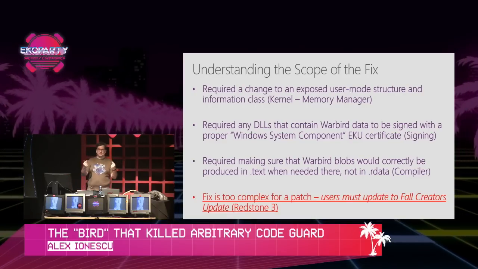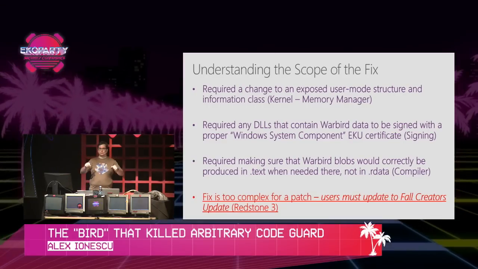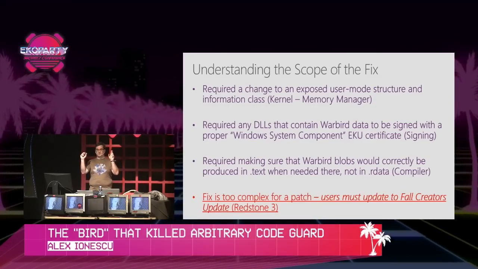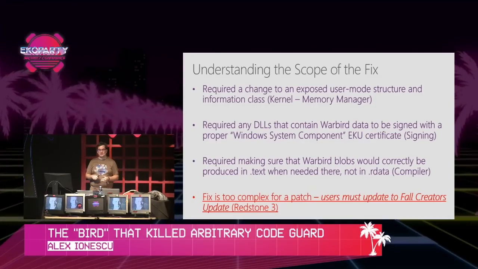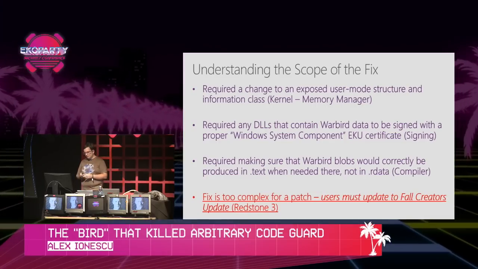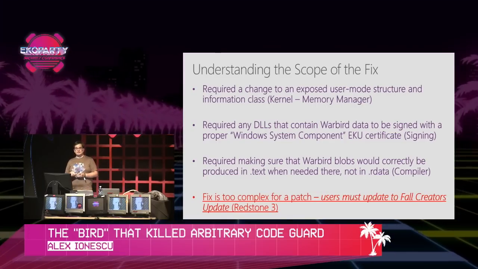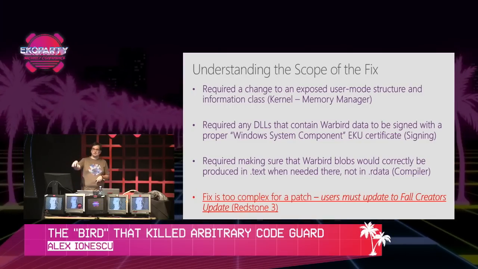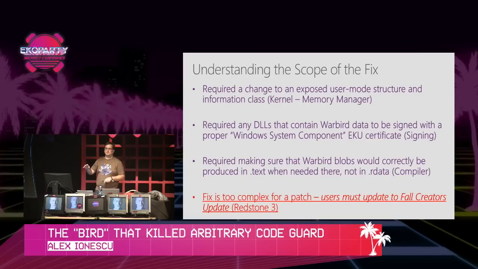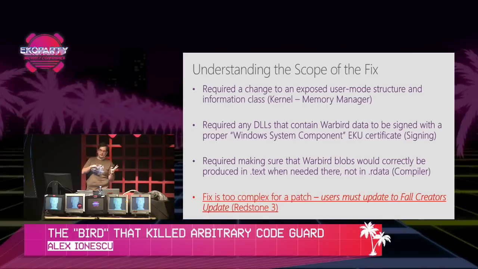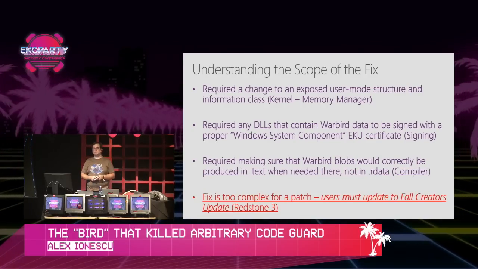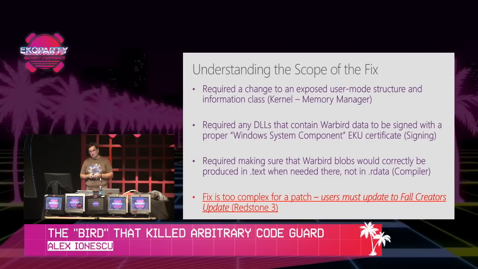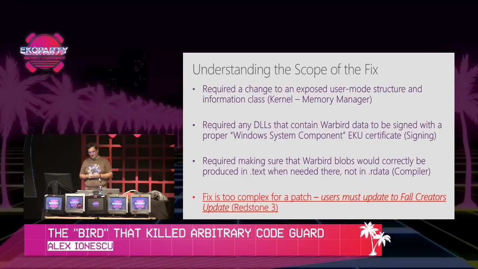Then all the DLLs that contained Warbird code had to be signed correctly so that Windows would see them as Windows signed DLLs. So they had to check all the signing settings across their whole build environment. And then the Warbird compiler had to be changed to generate things in executable sections all the time. Because, of course, the reason why there was a check for read-only or executable is because sometimes Warbird generated those blobs in your .rdata section, which is read-only data and not only executable.